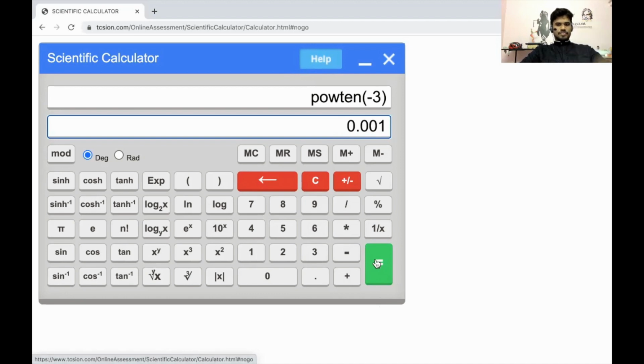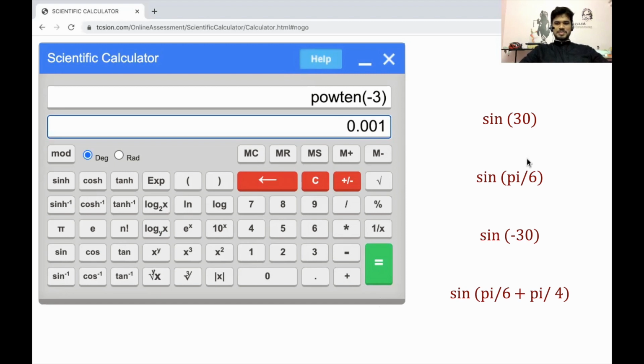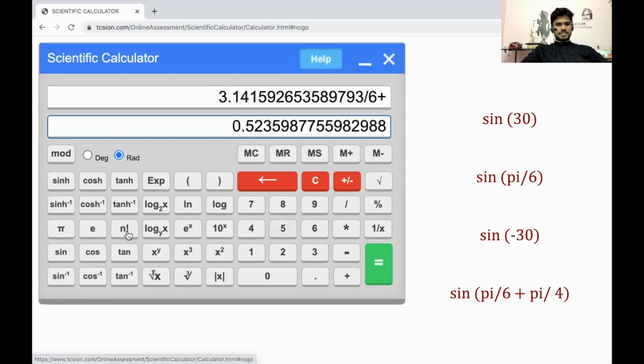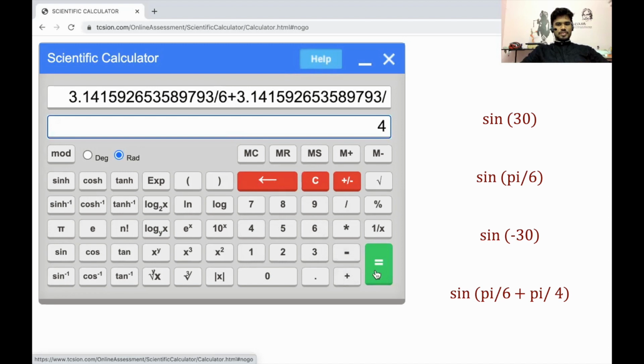Okay, fine. Then let's get back to our list. Let's do sine of pi by 6 plus pi by 4. So, okay, toggle mode. I went to radians. Sine of pi by 6 plus pi by 4. So we have pi by 6 plus pi by 4. Then sine of that.